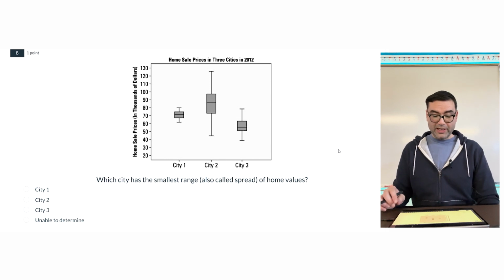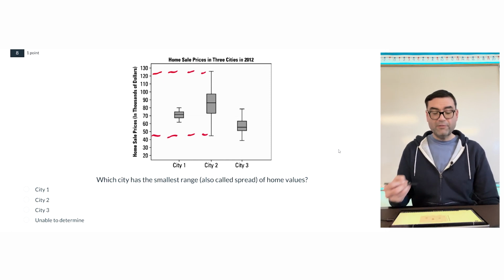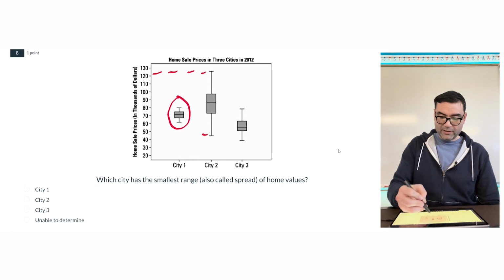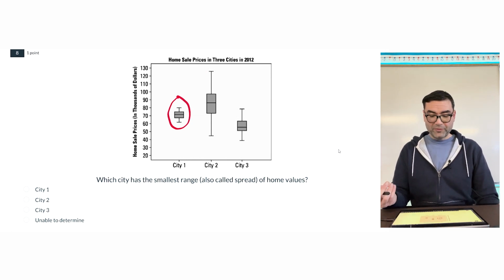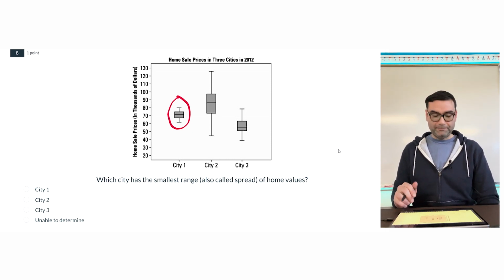Number 8 says, which city has the smallest range, also called spread, of the home values? Visually, that just means which box plot is the smallest, according to the same scale. City 2 would have the widest range because it goes so far up on the Y scale and so low on the Y scale. But this city right here, city 1, I hope it's obvious that city 1 has the smallest vertical spread, and therefore the smallest range. City 1.